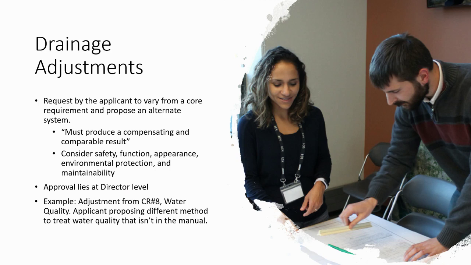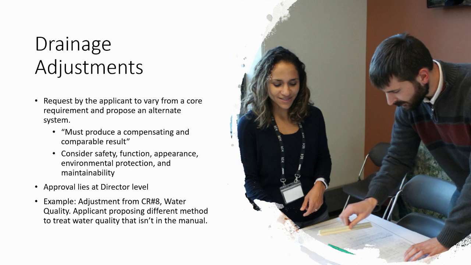Sometimes it's not possible for applicants to completely meet a core requirement in the Surface Water Design Manual, even with exemptions. When this happens, applicants submit an adjustment or drainage adjustment, which is a request to vary from the manual. They also submit an alternate plan to meet the intent of the core requirement. The alternate plan must produce a compensating and comparable result to the manual, and must consider safety, functionality, and other criteria.